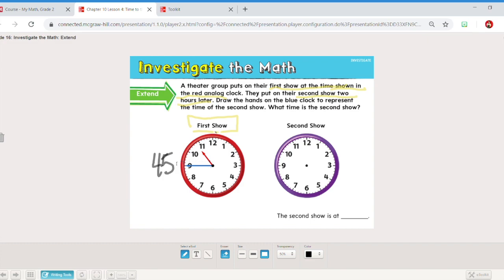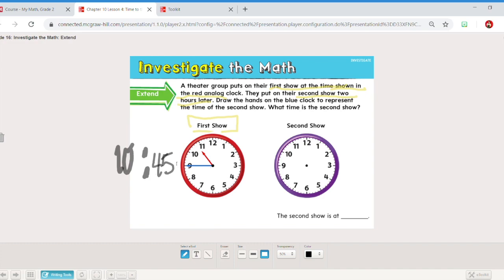So the first show is 45. It's a quarter until, that means we have one more quarter until the next hour. It's a quarter till, it looks like it's between 10 and 11. So that means you go with the smaller number. And it is 10:45. So now we know that the next show is 2 hours later.